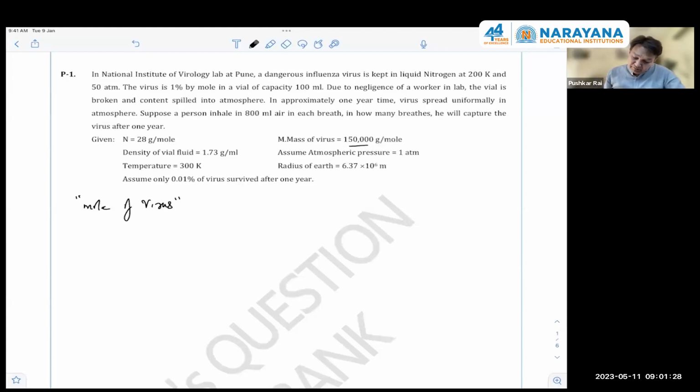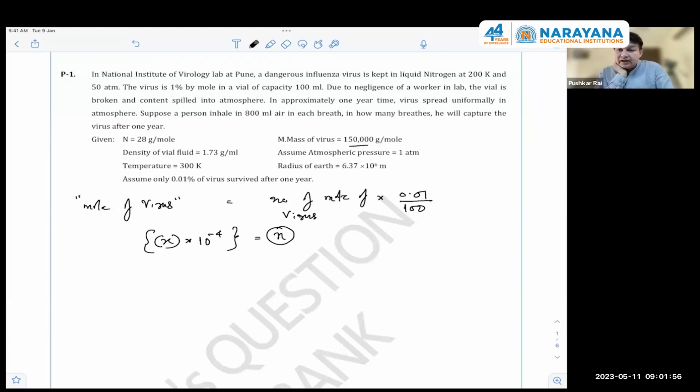So whatever number of moles of virus you have calculated, only this much survived, that means into 0.01 divided by 100, so the factor of 10 to the power minus 4 will be there. So if X is the number of moles of virus you have calculated, into 10 to the power minus 4, that will be the final number of virus, and that is spread in the whole atmosphere. Got the idea? So this is the first part of the problem.